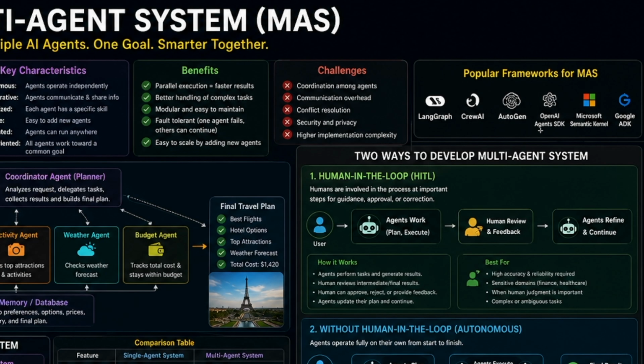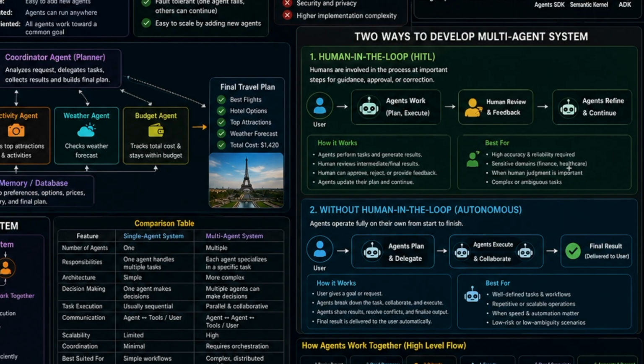So there are multiple frameworks available for building a multi-agent system. These are a few: LangGraph, CrewAI, AutoGen. From OpenAI we have the Agents SDK, from Microsoft we have Semantic Kernel, and from Google we have the ADK. Whenever we are building a multi-agent system, there will always be two ways.